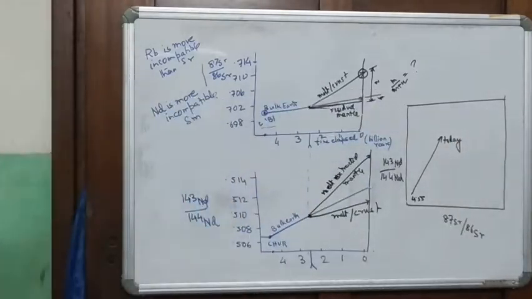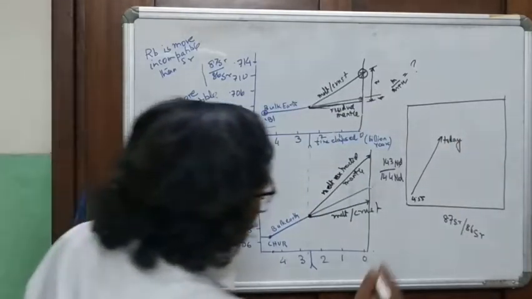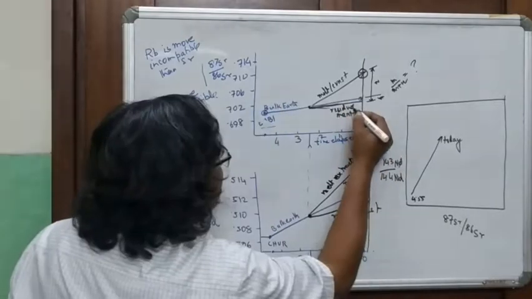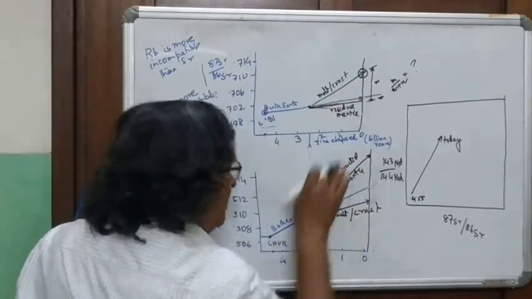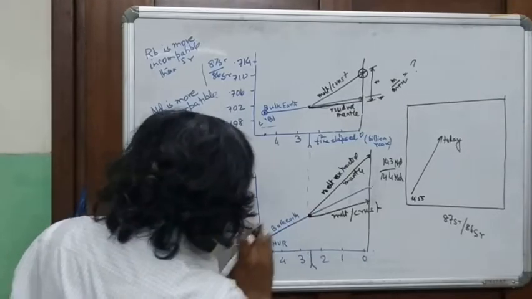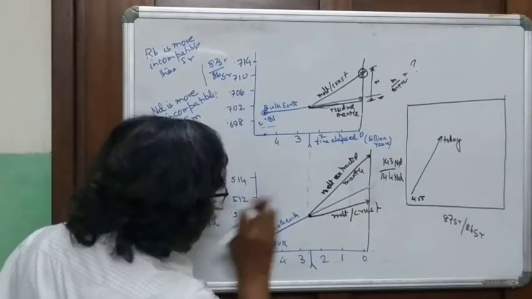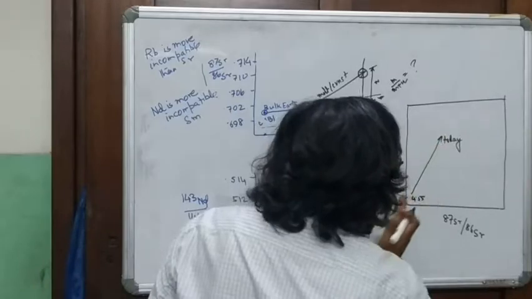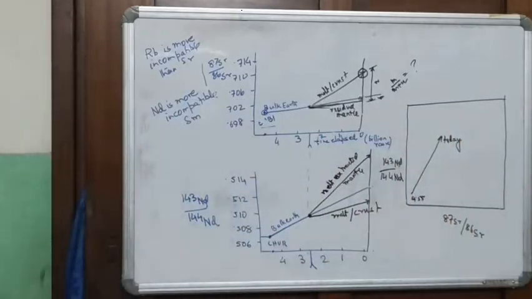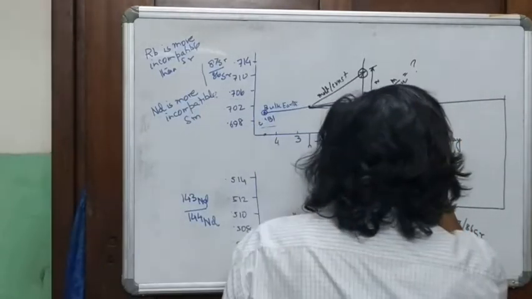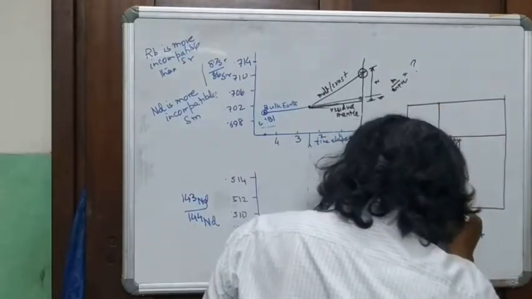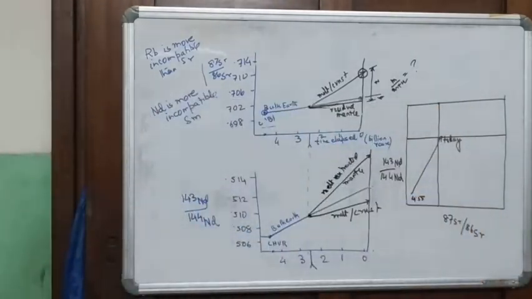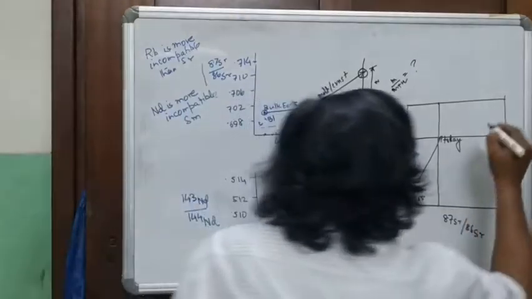This is today. Why? Because 87 strontium and 86 strontium of the bulk Earth increases with time, and again here 143 neodymium by 144 neodymium increases with time. So the bulk Earth has changed. So at this point here, we can have two diagrams. We can divide this in two ways, 4 halves.